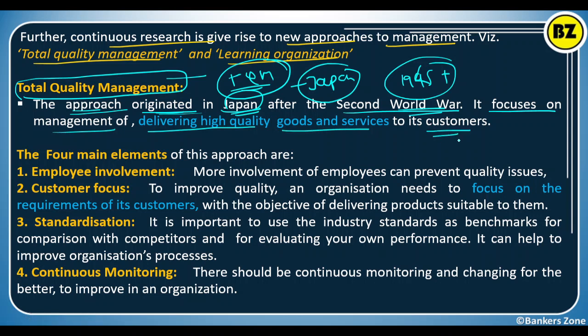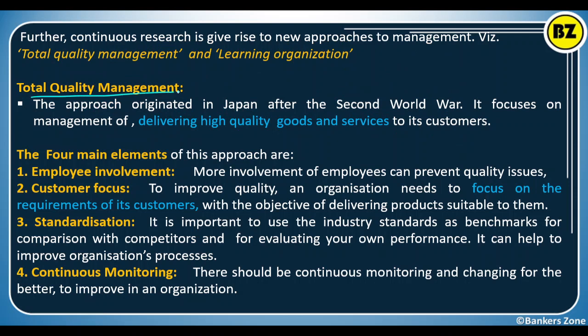So obviously, from the name itself, it is total quality management, which means you are managing the quality. The origin is Japan, and the objective is simply to deliver a high quality product to the customer. Now there are four main elements of this approach. What are they? First is employee involvement. Obviously, if there is more employee involvement, then quality issues will be fewer.